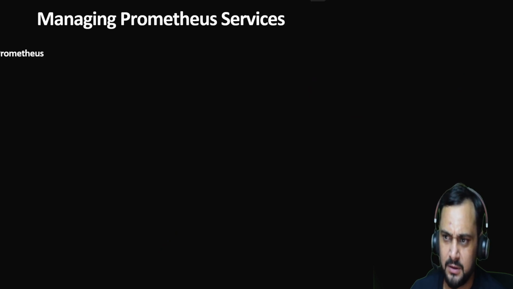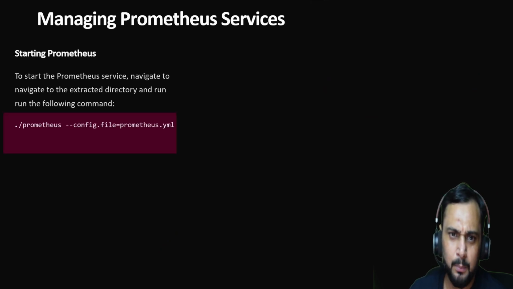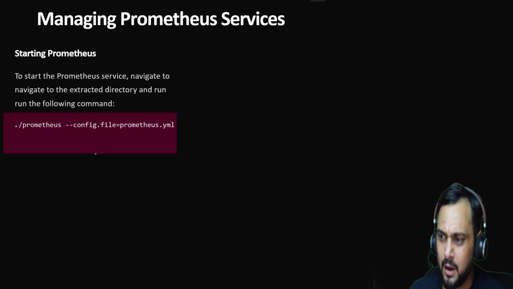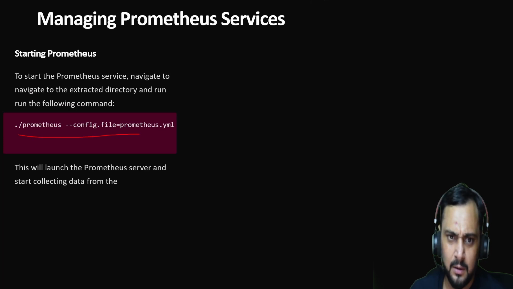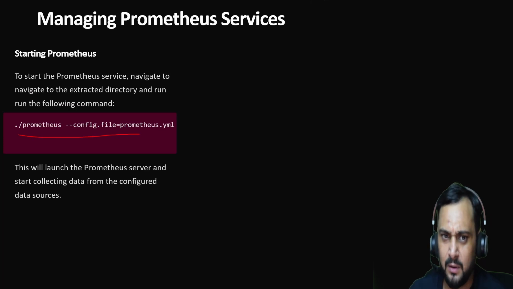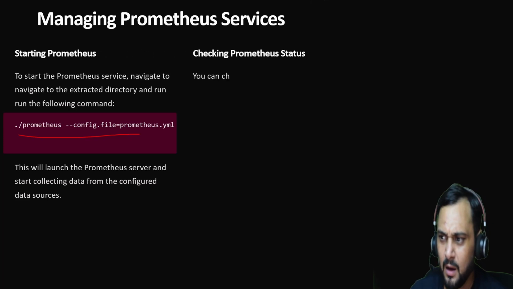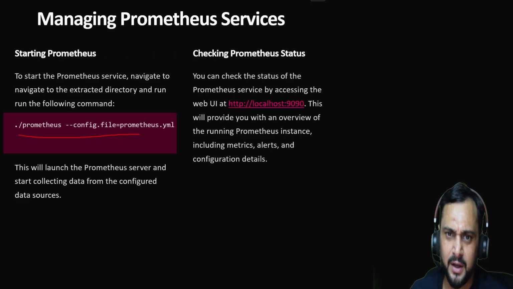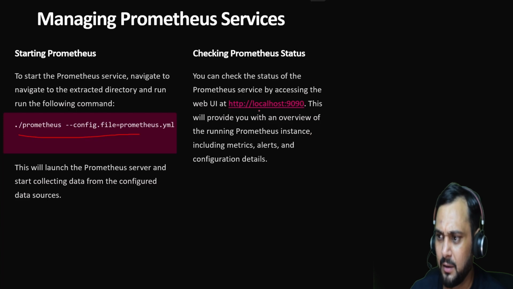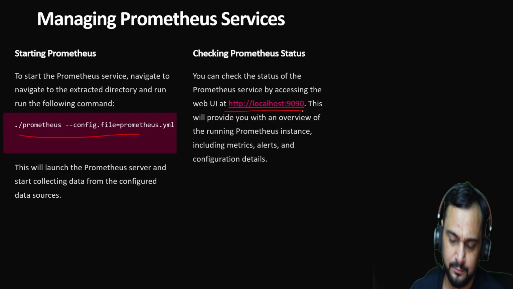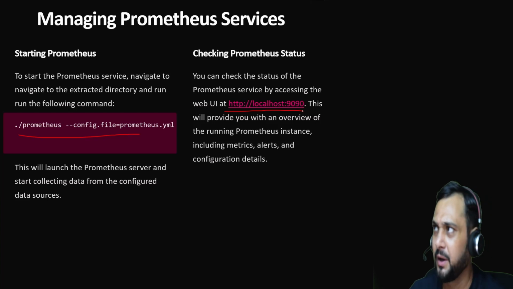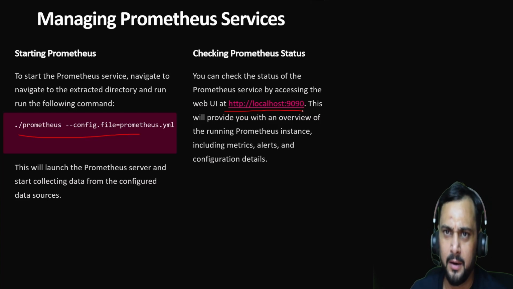Managing Prometheus services. To start the Prometheus services, navigate to the extracted directory and run the following command. So you need to execute this command here. It's just the theory part. This will launch the Prometheus server and start collecting data from the configured data source. That's it. After that, check the Prometheus status. How can we check the Prometheus status? We can open the portal here or we can execute the command. I will explain that in the lab part here.